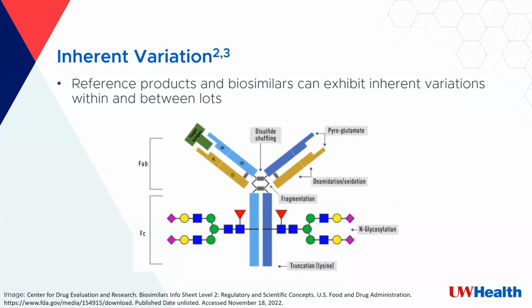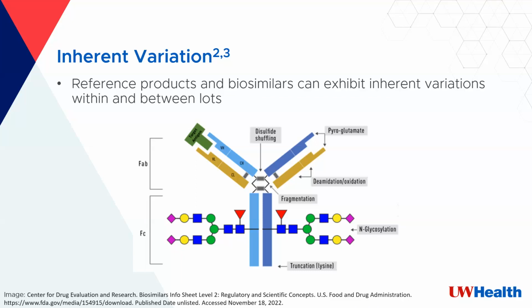So these small subtle differences between biologic products is termed inherent variation. Inherent variation is the small differences between these products as a result of the manufacturing process. As depicted in this slide, inherent variation can take many forms, and it could be one or multiple, including disulfide shuffling, pyroglutamate, deamidation, oxidation, fragmentation, and glycosylation and truncation. Those are all things I'm sure we learned in biochemistry back in the day, but those small little differences can be ultimately what makes the difference between a biosimilar and a reference product.